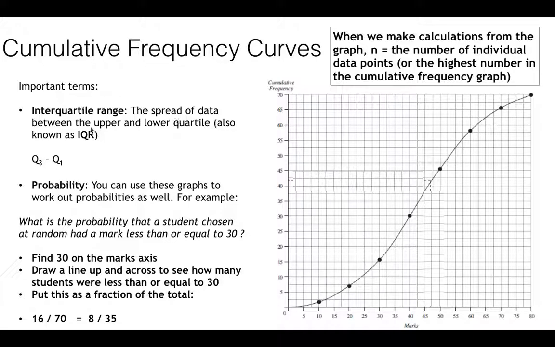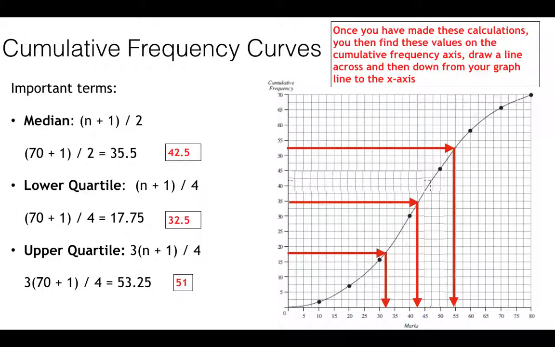Obviously then, you can also work out the interquartile range. So you could go back and look at your upper quartile, which is 51, and your lower quartile, which is 32.5, and you could subtract 32.5 from 51 and get 18.5.